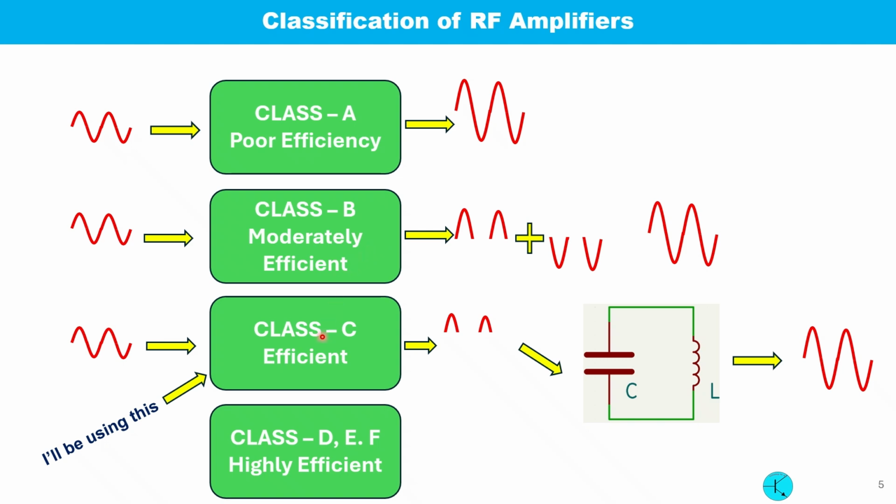The third type is called class C. It amplifies only a portion of the positive or negative part of the signal. However, if this amplified portion of the signal is fed into an LC tuned circuit, we can get the whole signal due to the nature of the LC tuned circuit. The other classes of amplifiers mainly work as switches and are highly efficient. I am going to use the class C amplifier for the RF amplification.